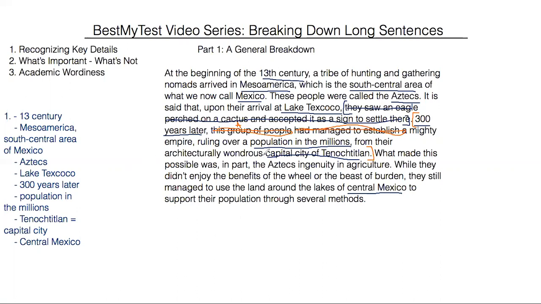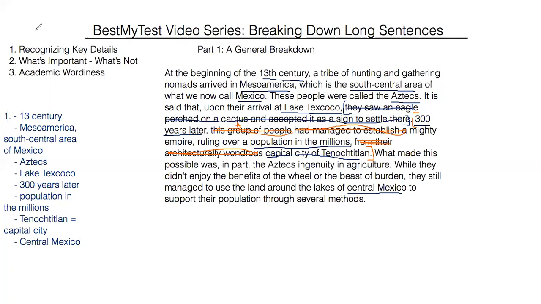From their architecturally wondrous capital city of Tenochtitlan. Again, it's good to know that they have a very nice capital city and that they built it up so that it's very wondrous. However, this is just pretty academically wordy, and we can focus on the important information, which is the name of their capital city.